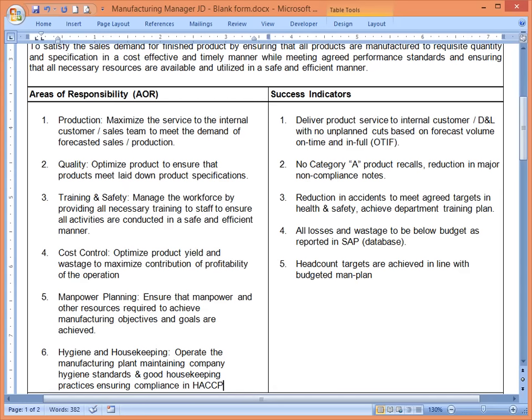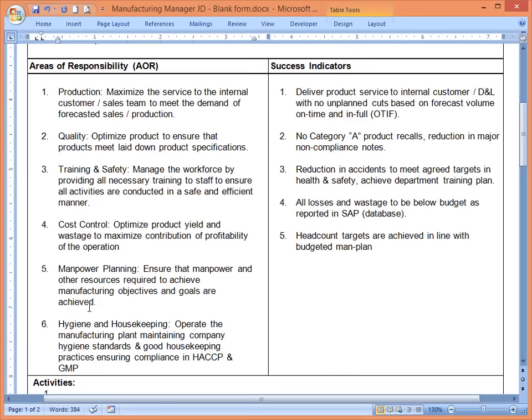HACCP, hazard analysis, critical control point, no? And GMP, good manufacturing practices, right? Standards. We say it's standard, okay. Put a space here. Then standard, just small letters now.